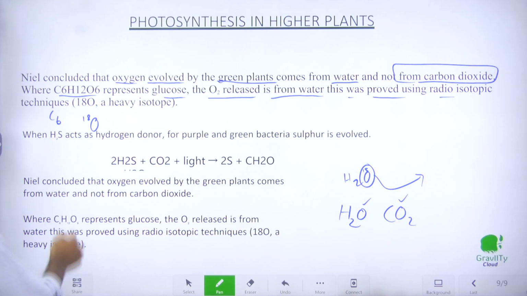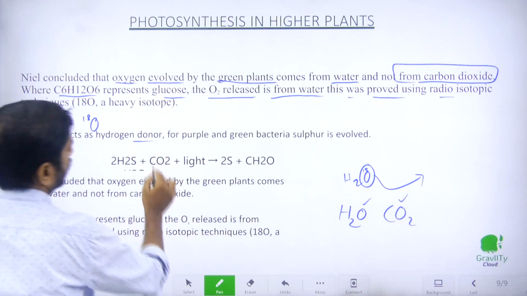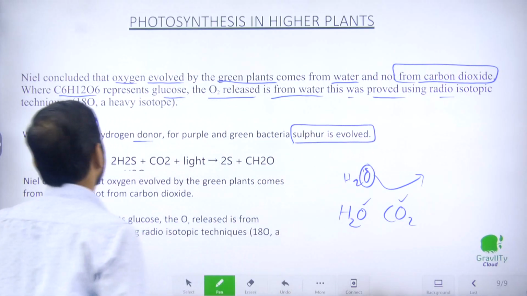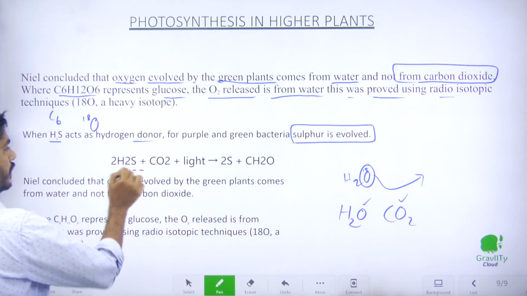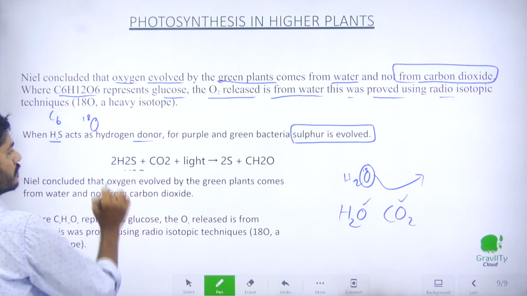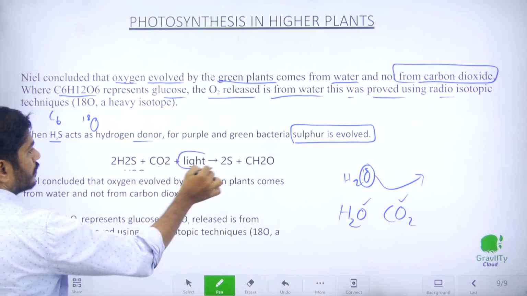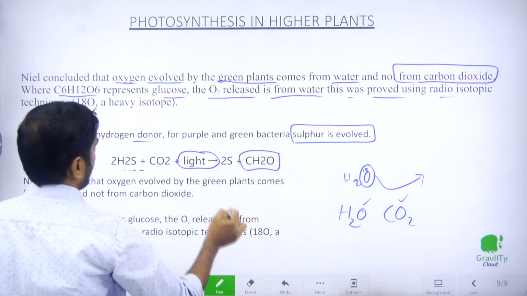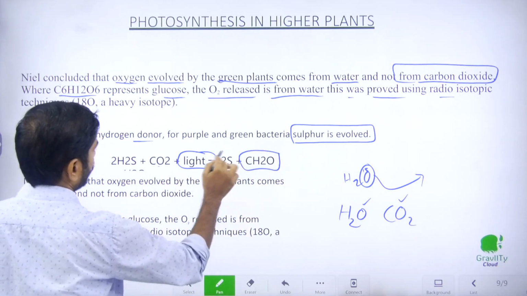So when H2S acts as hydrogen donor for purple and green sulfur bacteria, sulfur is evolved. This is the equation for that: 2H2S plus CO2, under the influence of light, gives carbohydrate and 2S separately.